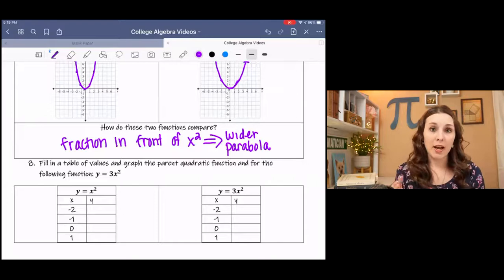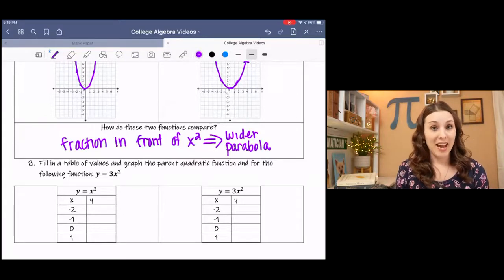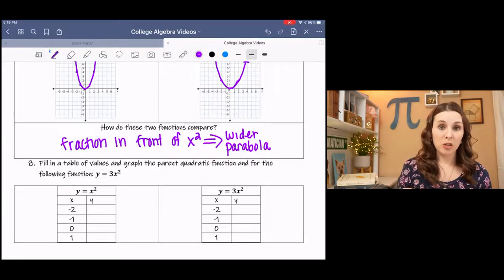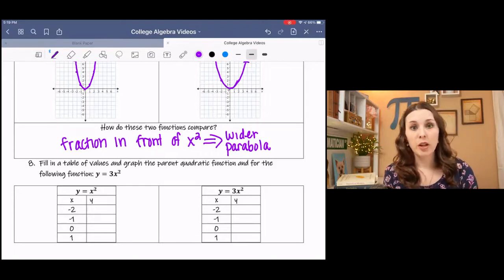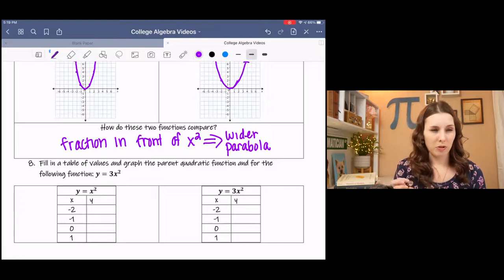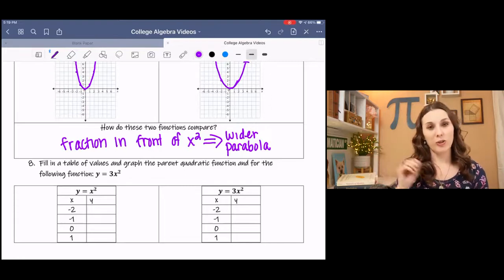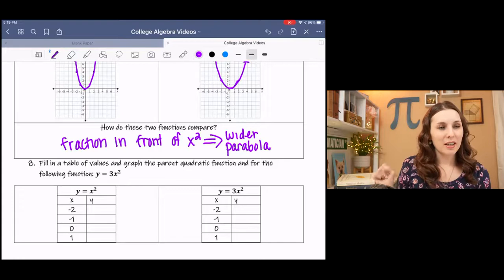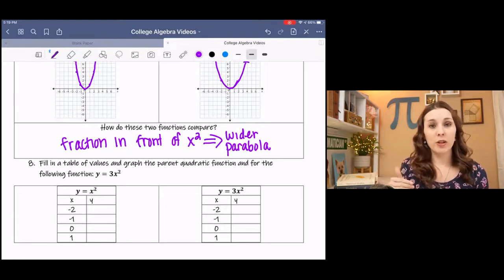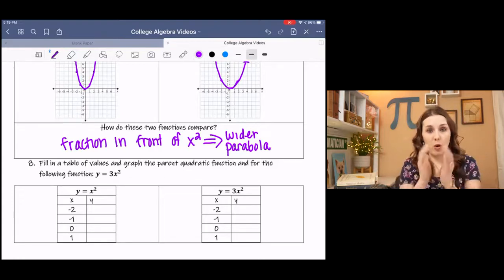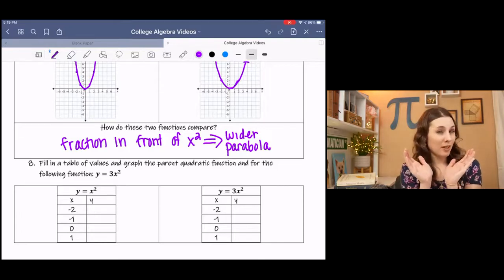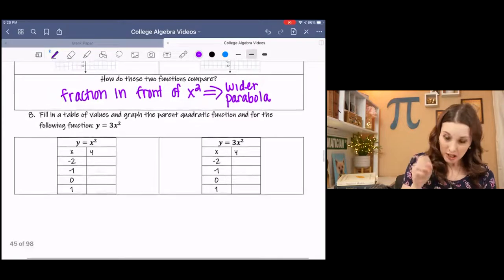Now we will look at y equals 3x squared. So instead of a fraction, we have a whole number or a natural number. Because if it were 0, then that would make 0, and that's not quadratic. So a natural number. And based on the previous example with the 1/2 where it got wider, now I'm thinking with a natural number, it might shrink instead of stretch. So let's just take a look.